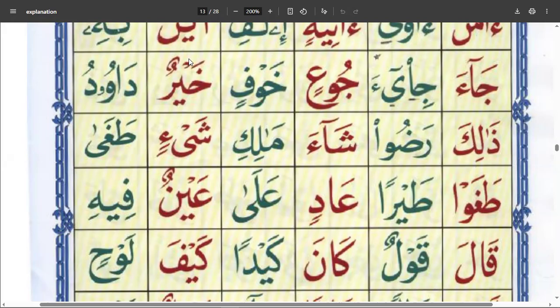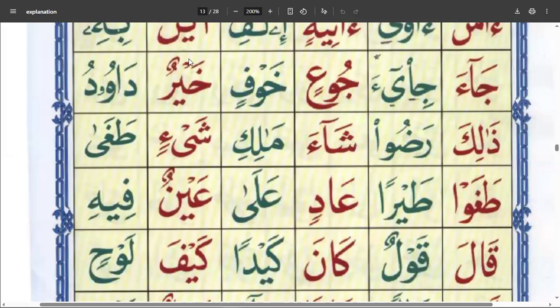Today we will continue the letters of Maddah and letters of Leen exercise. Before starting, I want to teach you one important thing: two types of mad. For now we only focus on one type, called Madd Muttasil. What is it, and what is its definition?